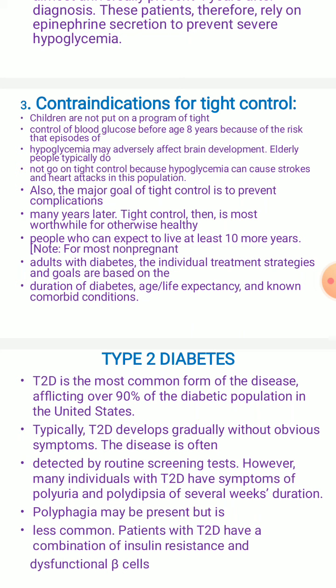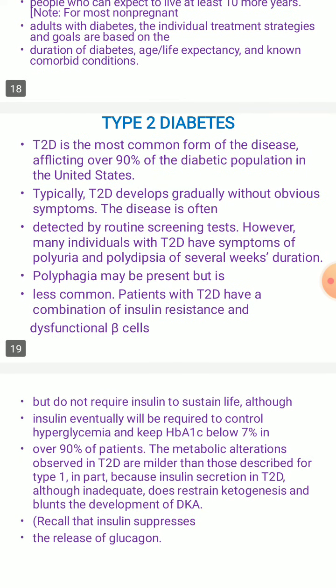Patients with type 2 diabetes have a combination of insulin resistance and dysfunctional beta cells, but do not require insulin to sustain their life. Although insulin will eventually be required to control the hyperglycemic condition and keep HbA1c below 7% in over 90% of the patients.